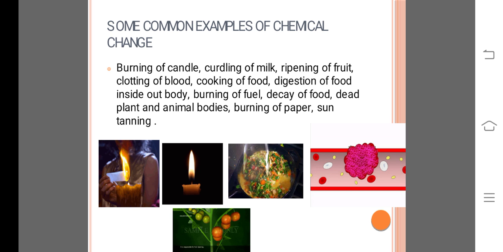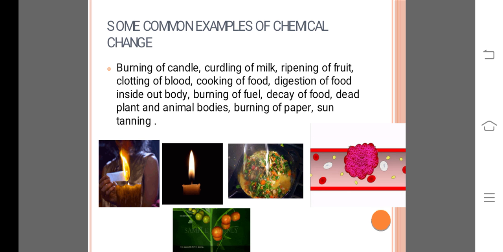Study about changes. We see lots of changes in our surroundings. Changes are mostly of two types: physical changes and chemical changes. So today we will study the chemical changes. In chemical changes, the identity of the product is completely changed and new products are formed. In physical change, the substance will remain the same.